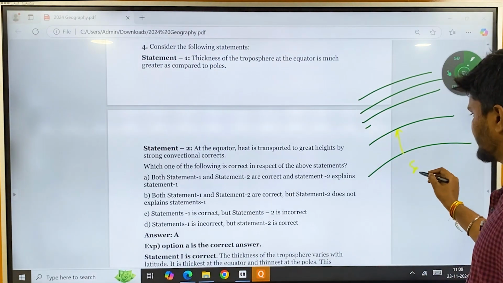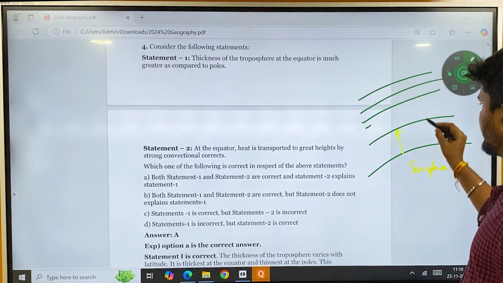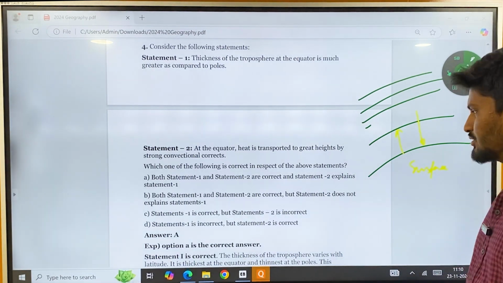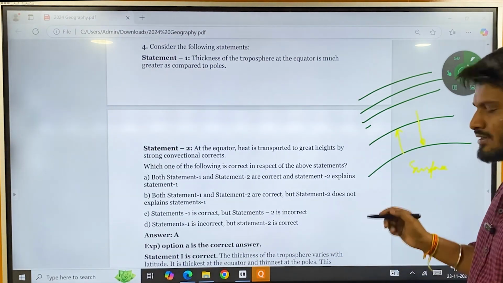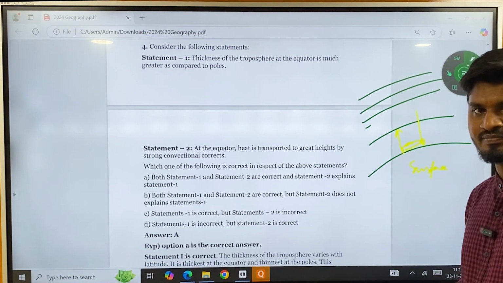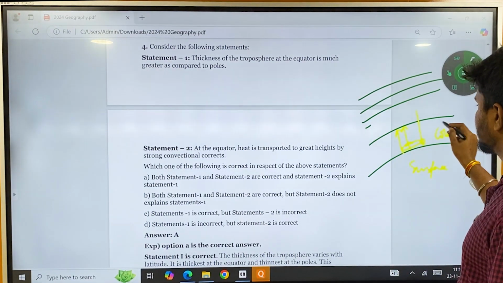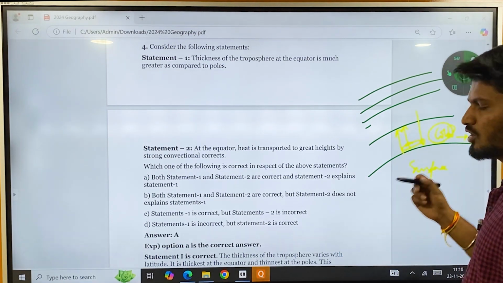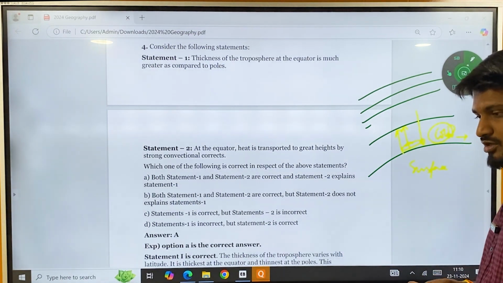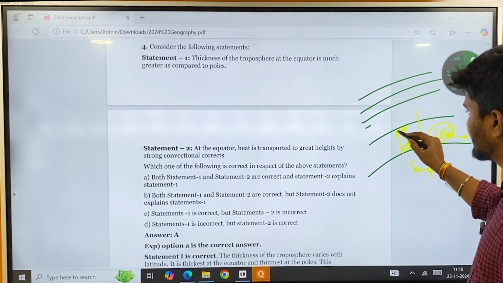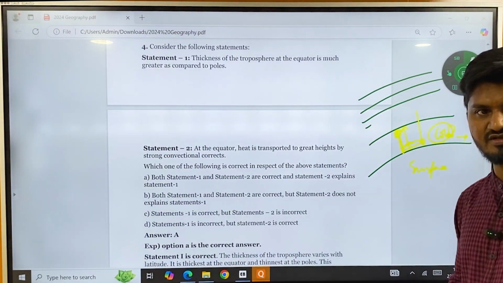If this is the surface of the Earth, because of heat, because of the temperature, because of long-wave or short-wave variation, the air at the surface gets heated. When the air is heated, it starts moving up, because cold air is denser and doesn't move properly, while warm air is lighter and starts rising up. The maximum extent the air can rise is called the troposphere.